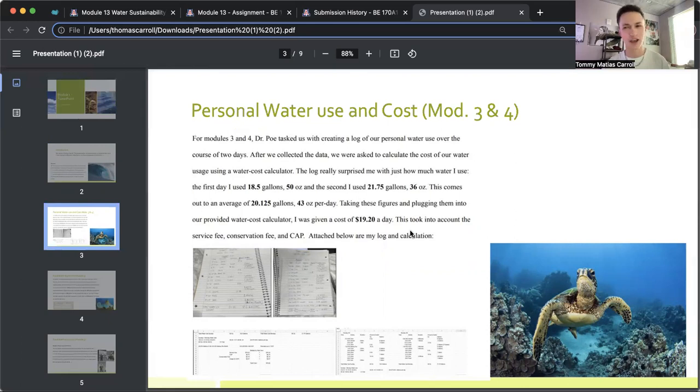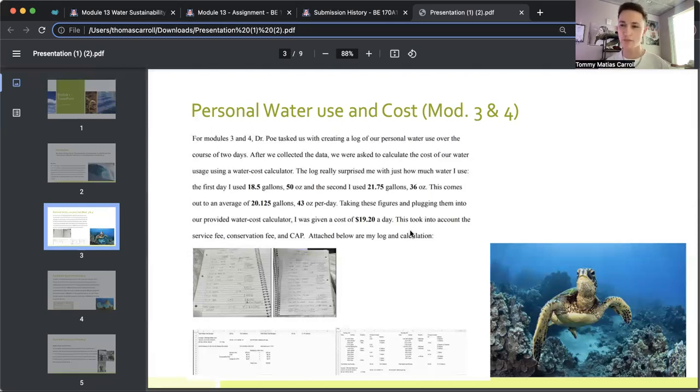I thought initially, okay, maybe just showering and how much I drink on a daily basis and maybe like washing the dishes. But I found out that I actually used 18 and a half gallons and 50 ounces on the first day. And I used 21.75 gallons and 36 ounces on the second, way higher than I ever expected it to be. This came out to an average of 20.125 gallons and 43 ounces per day.